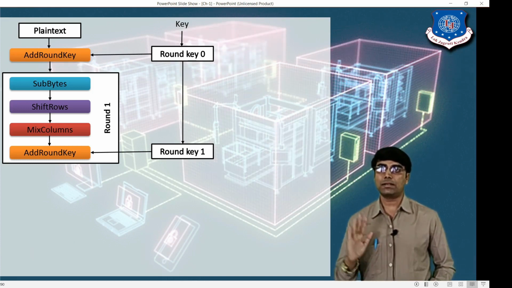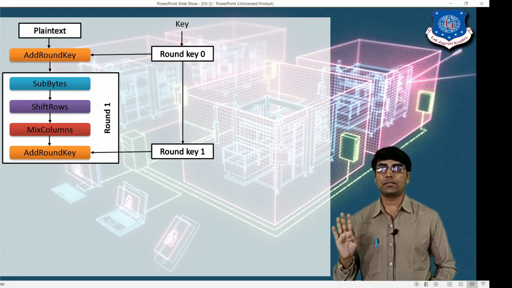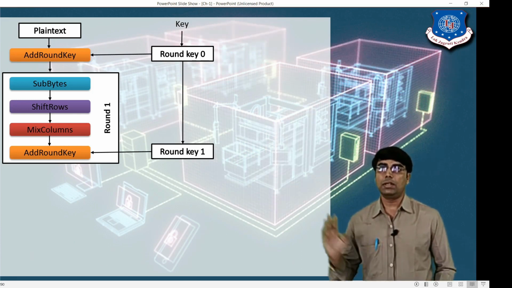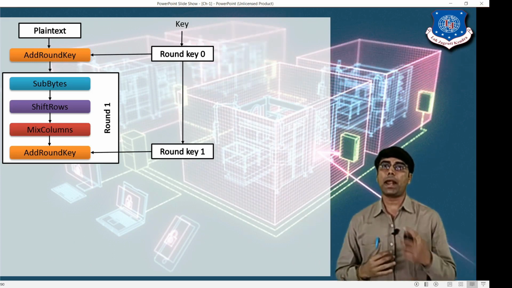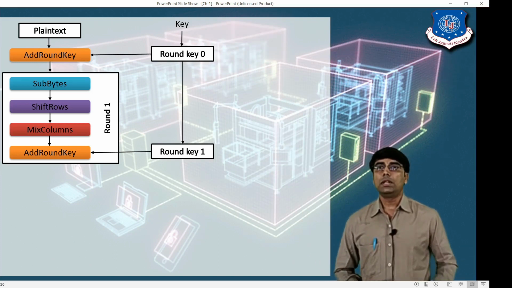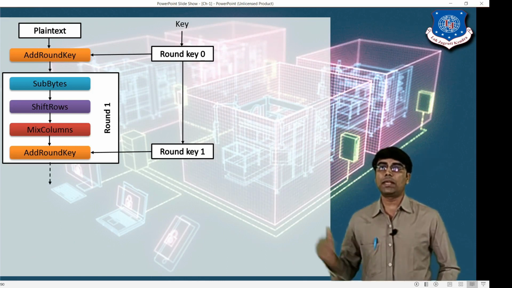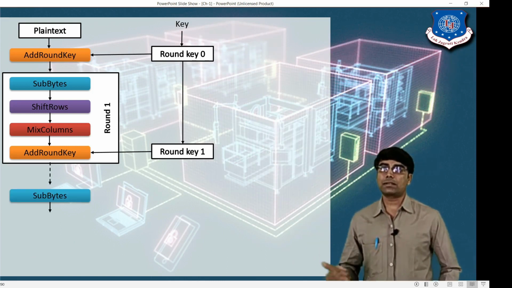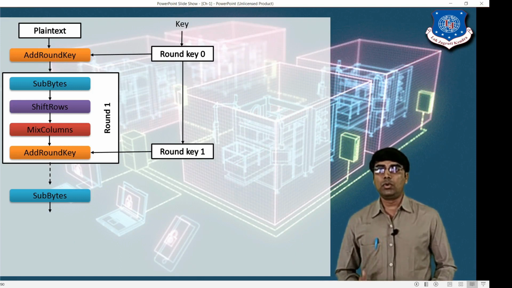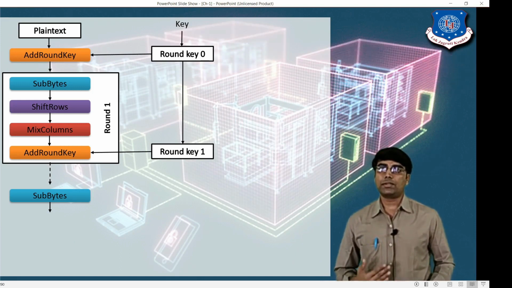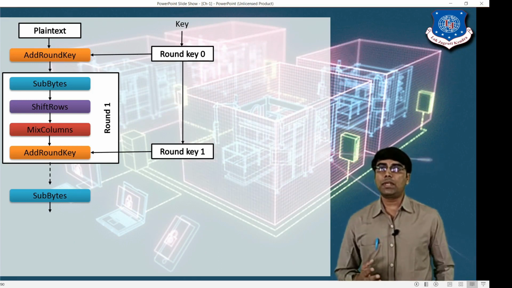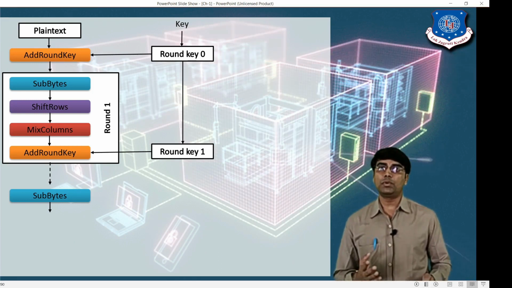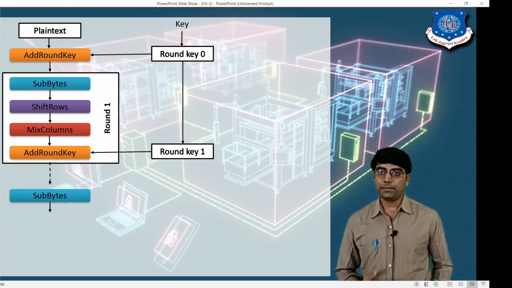I already discussed that in round 1 we are performing 4 types of transformation operations. The first is subbyte, shift rows, mix column, add round key. Now the output of round 1 will be given as input to the next round. Round 2, 3, 4, 5, 6, 7 up to 9. The same thing will be repeated up to round 9.